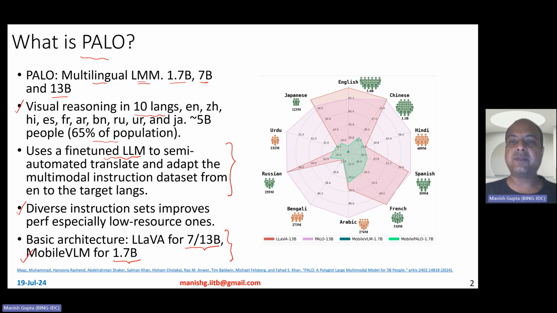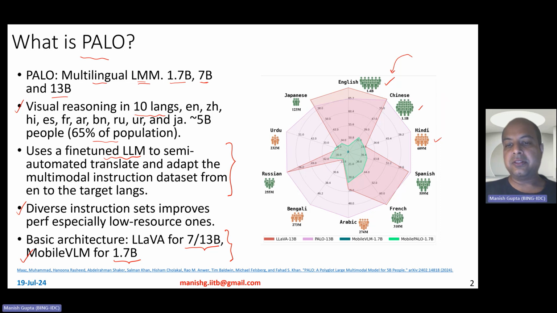Now, why is PALO important? It's important because of the performance that you see on the right side. In this chart, each axis talks about a language, and they have also very nicely mentioned how many people are native speakers of that language. As you see, English is 1.4 billion people, Chinese is 1.1 billion people, Hindi is 609 million people, and so on. What you also see are these four curves, which show the accuracy of the model in terms of visual reasoning in those languages.